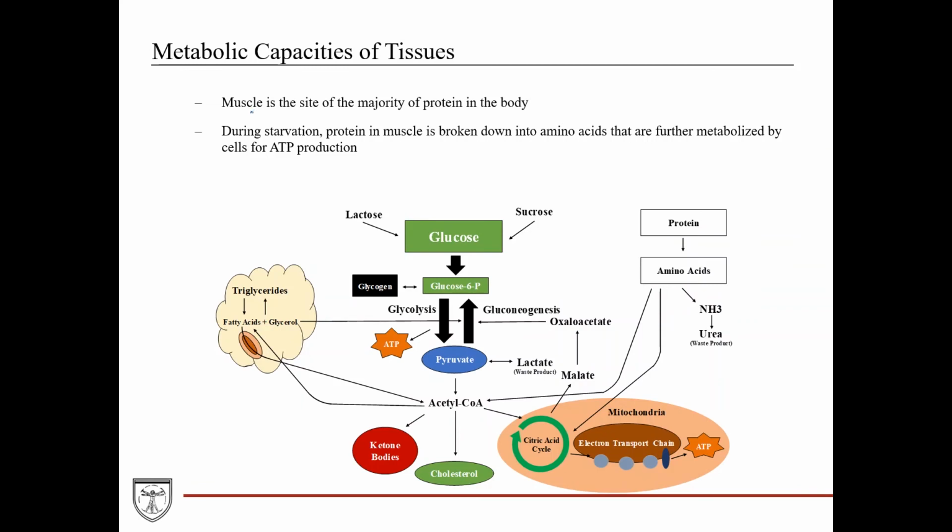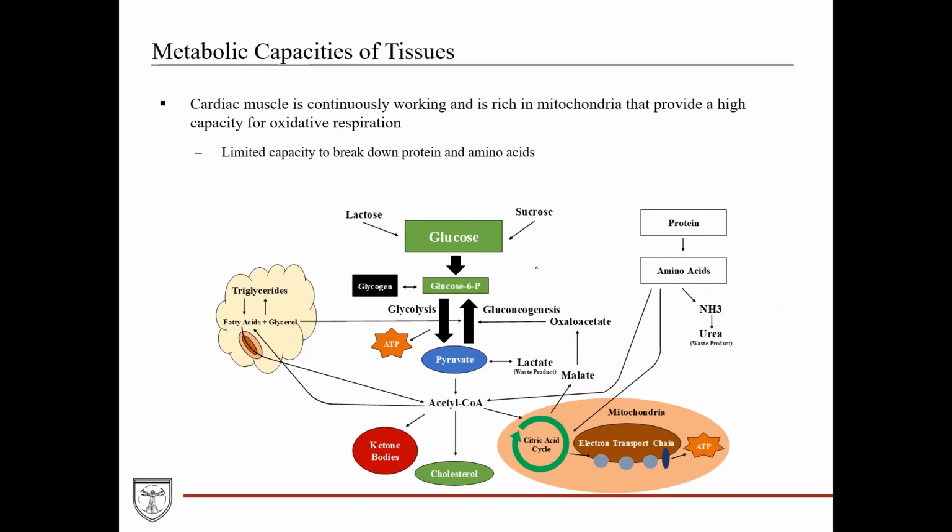The other thing is muscle is the site of the majority of protein in the body. So during starvation, protein in muscle can be broken down into amino acids that are further metabolized by cells, either by being converted into acetyl-CoA, as we show here, which then can enter the citric acid cycle, or amino acids can enter as intermediates into the citric acid cycle, which both end up producing those electron carriers, NADH and FADH2, for the electron transport chain, producing large numbers of ATP via aerobic respiration.